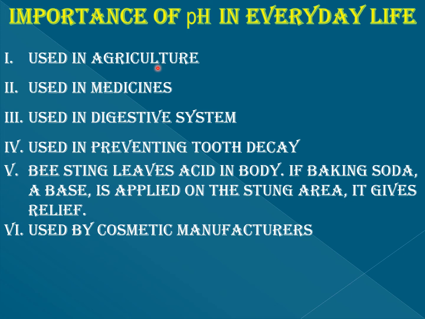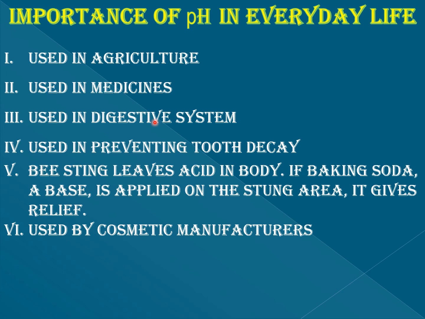So, it is very important for the farmer to know the pH of the soil for particular growth of a crop. Now, pH is important in medicine, that is to a doctor, to diagnose certain diseases on the basis of the pH value of the blood and urine. Now, pH is used in the digestive system.